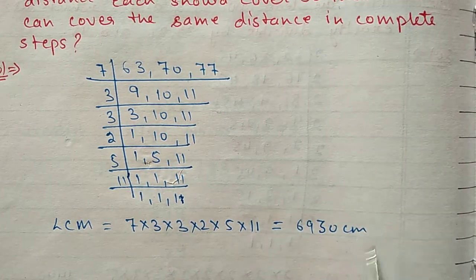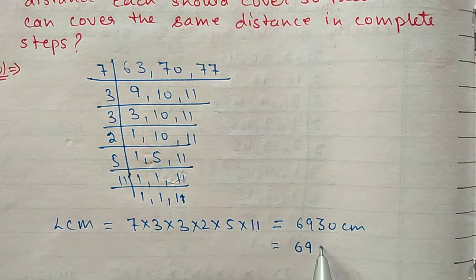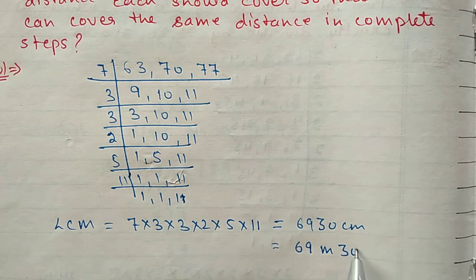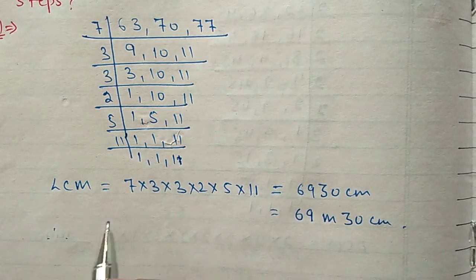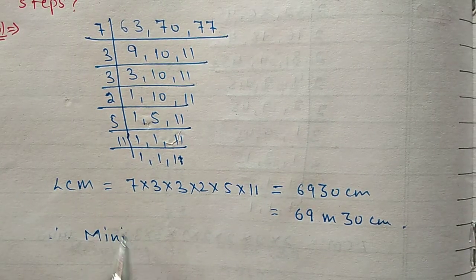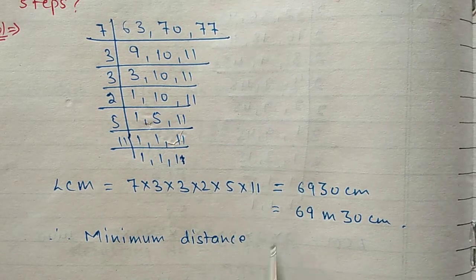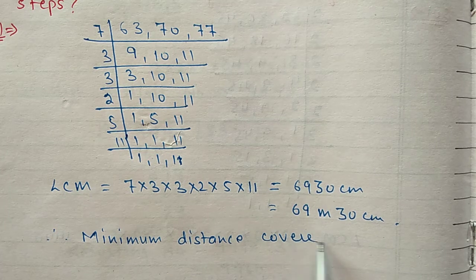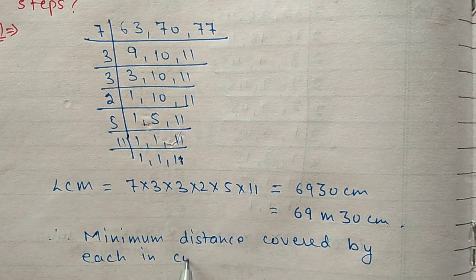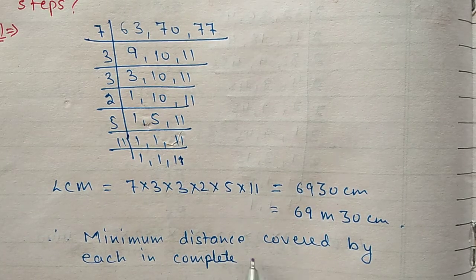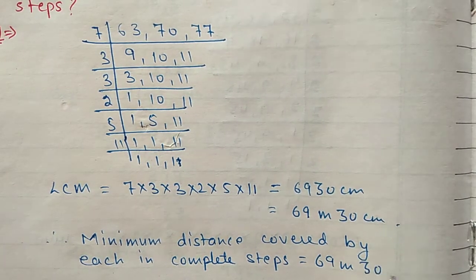You will get after multiplication 6930 centimeter, which we can change into meter also. We can write it as 69 meter 30 centimeter. So therefore the least distance, the minimum distance covered by each in complete steps, is 69 meter and 30 centimeter.